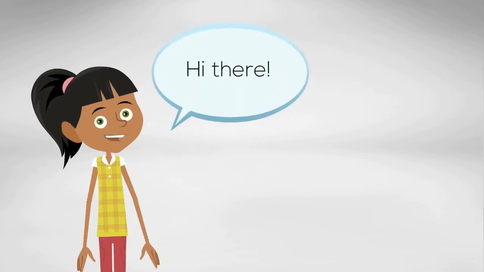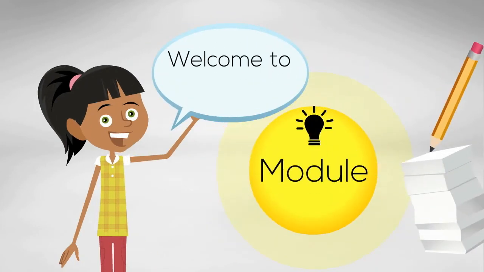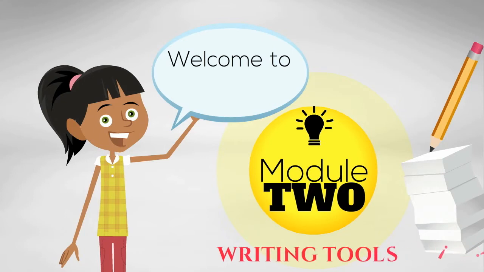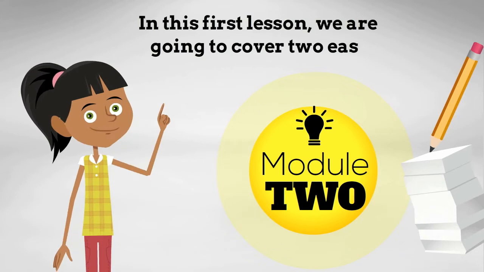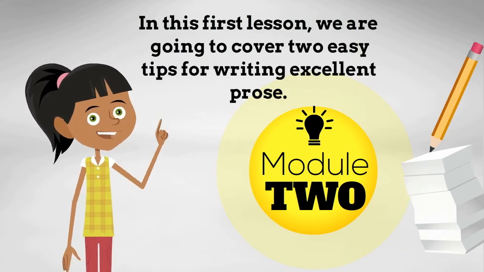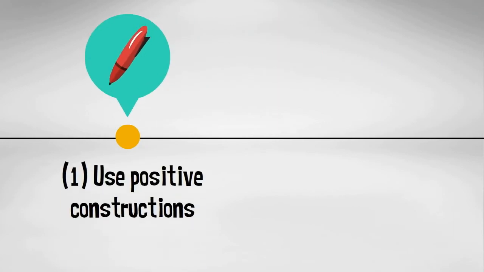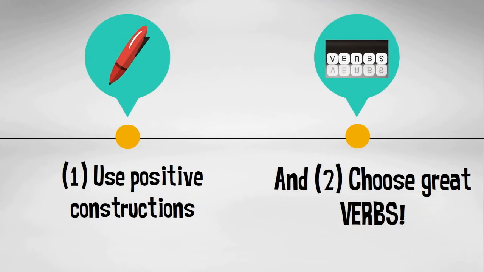Hi there! Welcome to Module 2, Writing Tools. In this first lesson, we are going to cover 2 easy tips for writing excellent prose. 1. Use positive constructions. And 2. Choose great verbs.